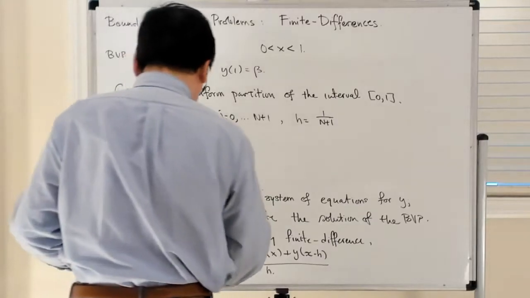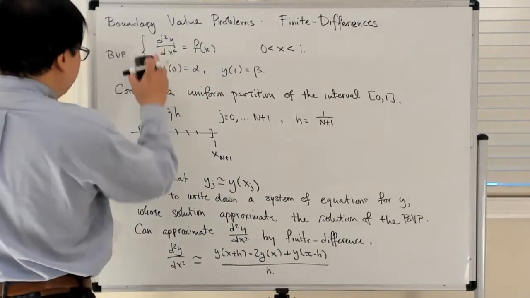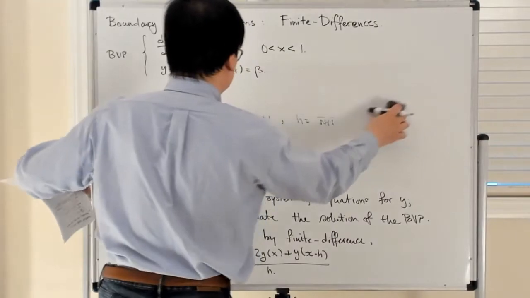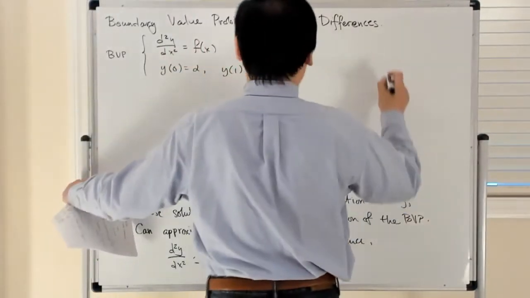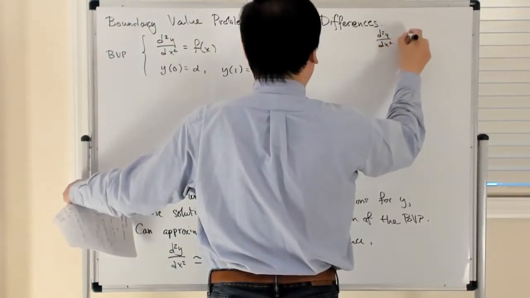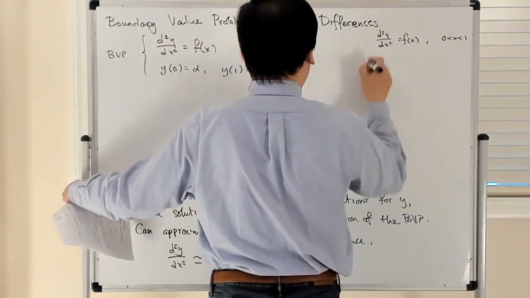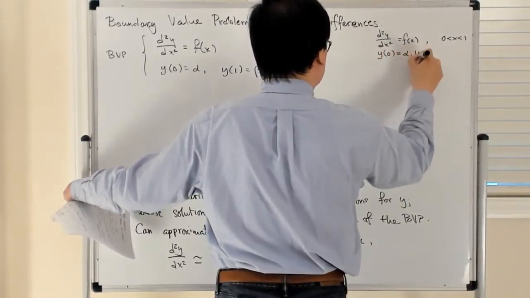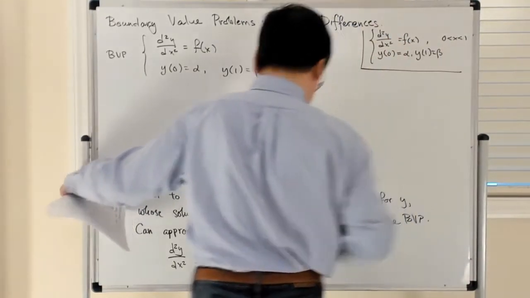All right, so with that in mind, I'm going to replace this derivative using a finite difference. I'm just going to leave the boundary value problem up there, maybe I'll write it in a corner here. So we have d squared y dx squared is equal to f of x, where x is in the interval from 0 to 1. And then we have boundary conditions: y of 0 is equal to alpha, and y of 1 is equal to beta.